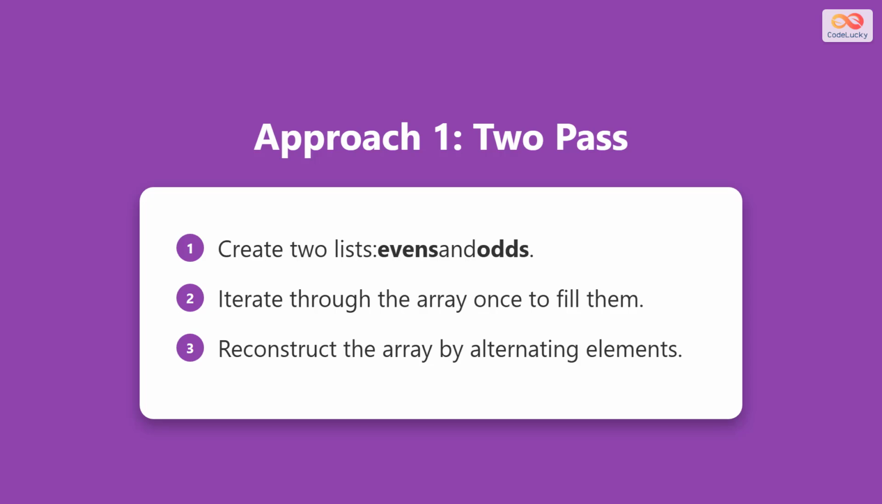The most intuitive way to solve this is the two-pass approach. It's straightforward. We create 2 separate lists, one for even numbers and one for odd numbers. We iterate through our input array once to separate the numbers, and then we build the result by picking alternately from these 2 lists.